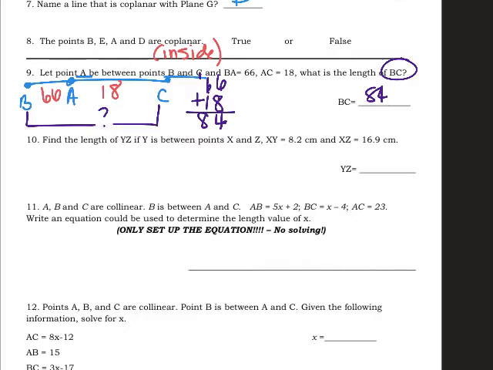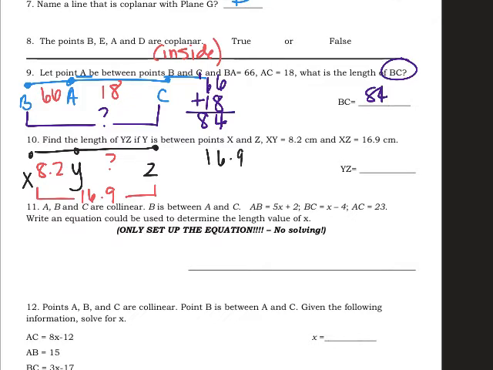All right, find the length of Y to Z. Y is between X and Z. So here's X. Here's Z. And Y is somewhere between. XY is 8.2. X to Z, the whole thing, is 16.9, and I want you to find me Y to Z. What should we do? Subtract. Good. So let's do 16.9 minus 8.2. So 9 minus 2 is 7. 16 minus 8 is 8. So 8.7.